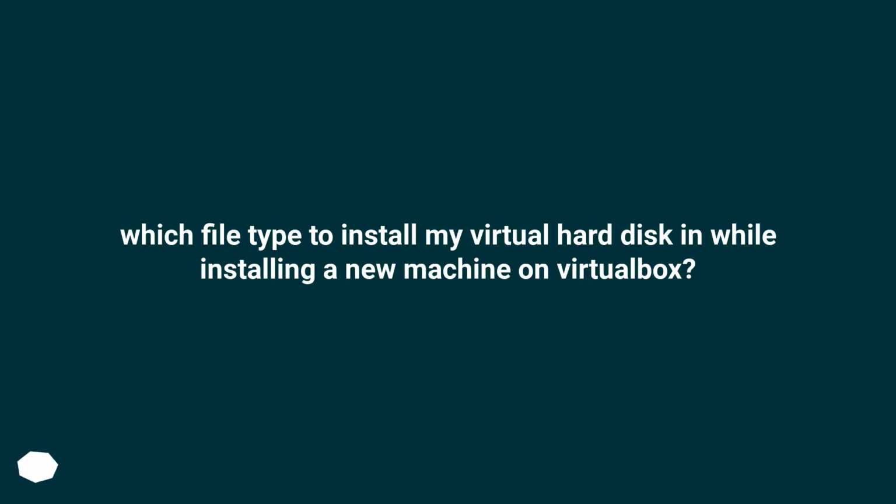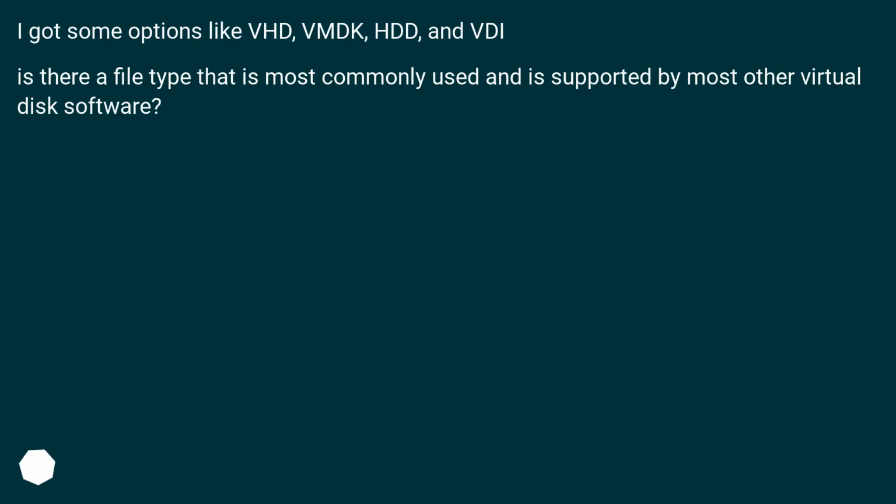Which file type should I choose for my virtual hard disk while installing a new machine on VirtualBox? I got some options like VHD, VMDK, HDD, and FD. Is there a file type that is most commonly used and is supported by most other virtual disk software?